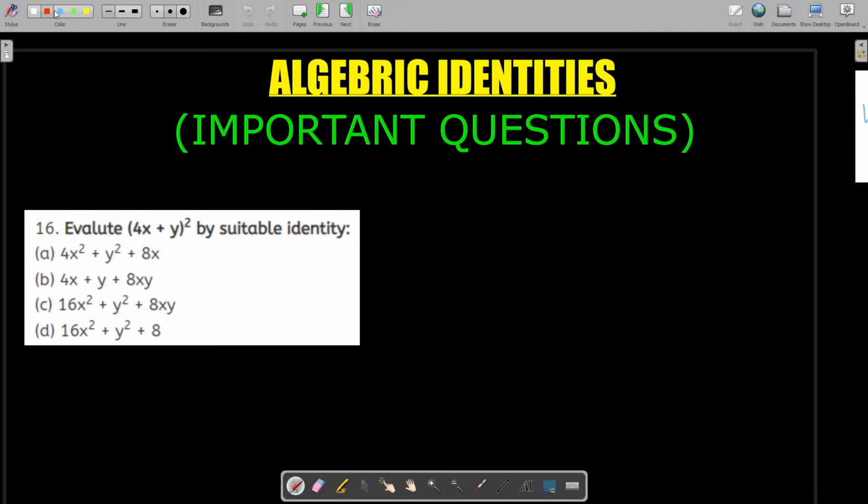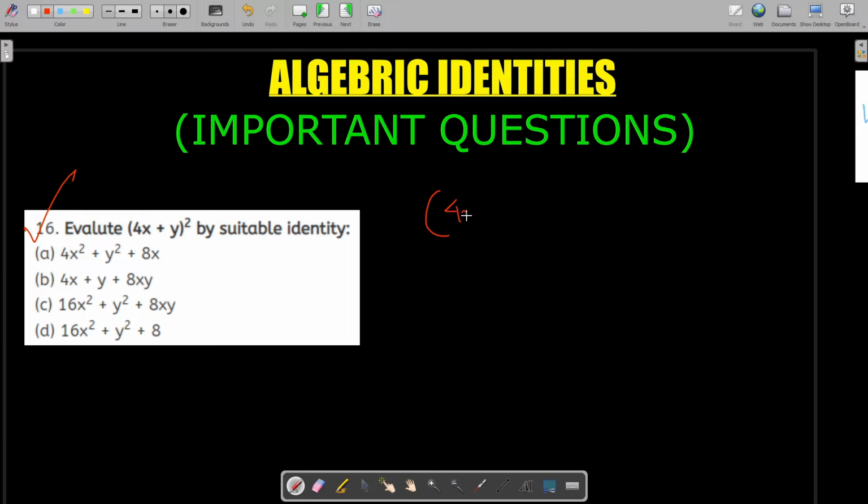Okay, students, in the last class, we have seen the basics of some algebraic identities. In today's class, we will solve some important questions based on those formulas. Let's take the first question. It's given: evaluate (4x + y) whole square by suitable identity.